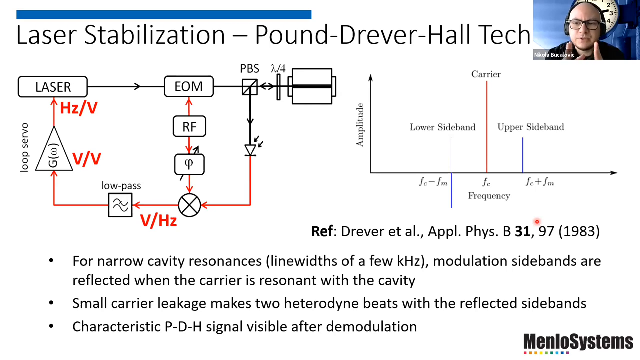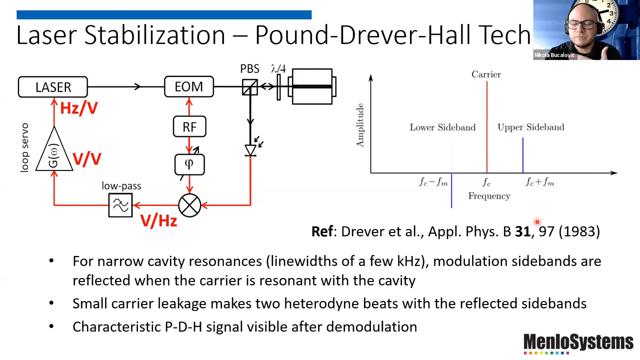And then in the reflection, when the laser is resonant with the cavity, you have a carrier that is being transmitted through the cavity, and you have two sidebands that are completely reflected from the cavity, because in the frequency domain your transmission is very narrow, as I gave you an example, 5 kilohertz in our case. So everything in the frequency domain that is far away from the carrier is fully reflected from the first mirror of the cavity.